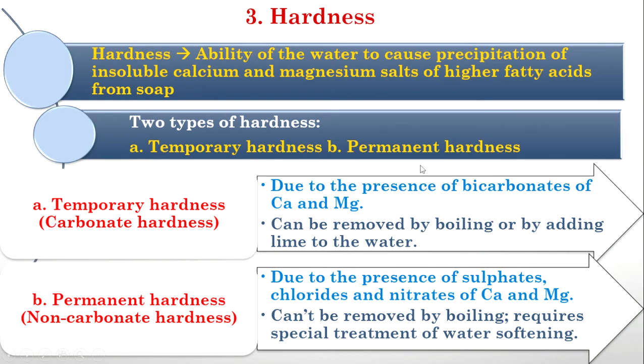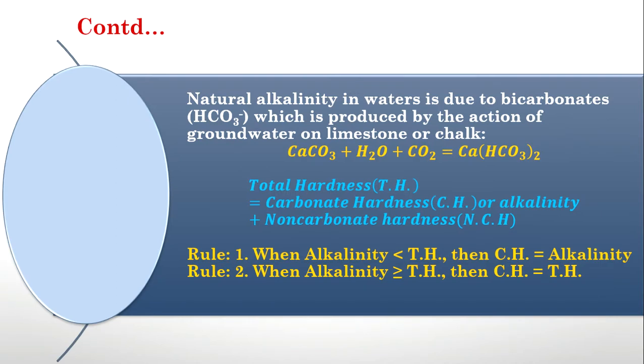Hardness is of two types, temporary and permanent hardness. Temporary hardness is mainly due to the presence of bicarbonates of calcium and magnesium. It can be removed by boiling the water. Permanent hardness is otherwise known as non-carbonate hardness. It is due to the presence of sulfates, chlorides and nitrates of calcium and magnesium. It cannot be removed by boiling. Some chemical procedures or analyses are needed for removing the permanent hardness of water. So we will see more about hardness.